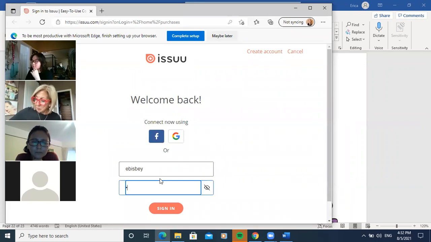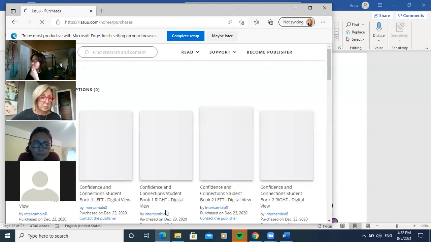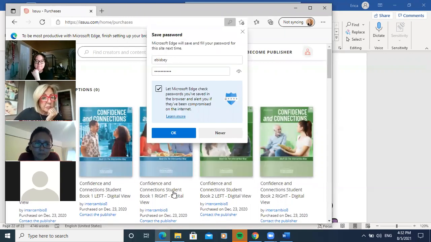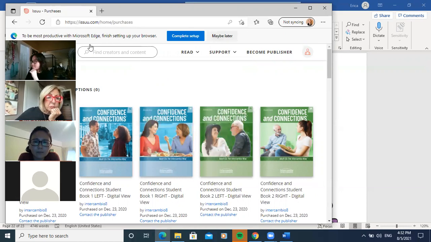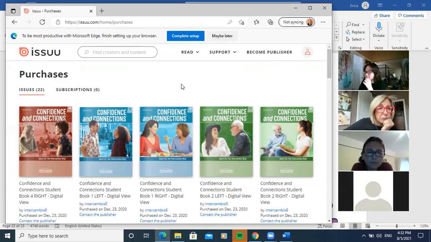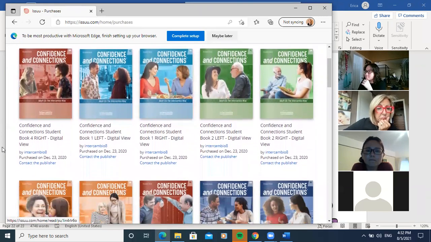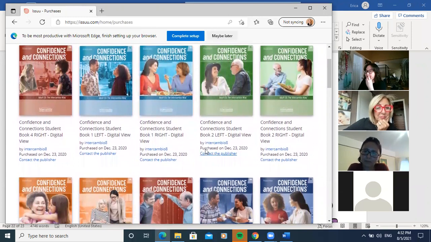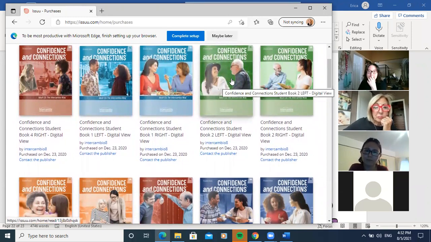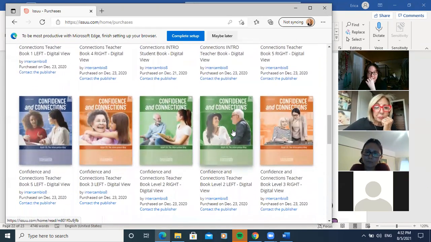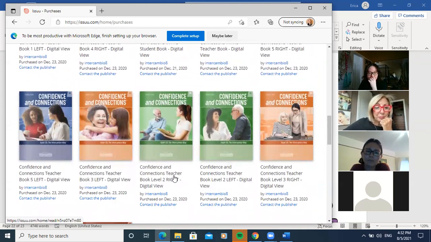Okay, so I gave you the username. It's immigrants one, so you know the first letter is not an L. So we have registered them here, so you should be able to get in. And I don't know why they're not in order, but they're not. So it's like book four, right is here, book one. So let's say you're on book two. We have book two, the left and the right, and it says student. Luckily they're color coded. So then you can see the teacher books are here too.